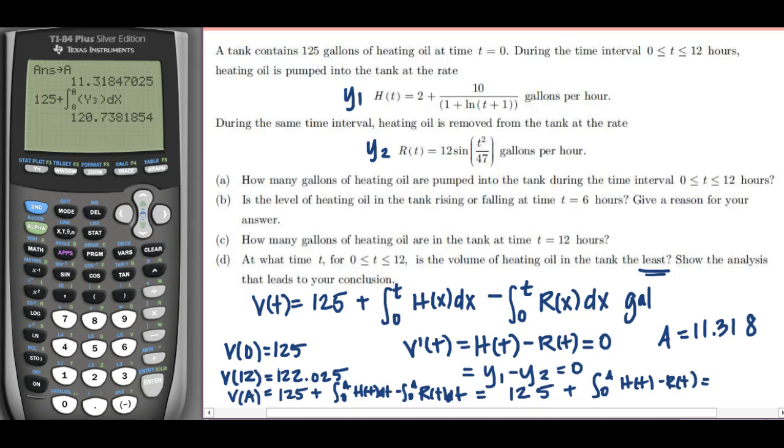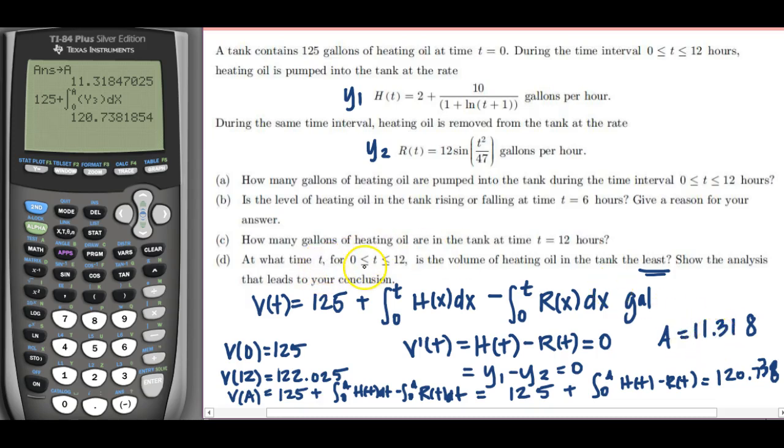So the minimum value, that's right, 120.738, is the smallest. So at what time t is the volume of heating oil in the tank the least? Show the analysis. This is showing the analysis, checking V of 0, V of 12, and V of A, and you are going to have to specify what A was and that you checked it, because in fact that A ends up being the answer.